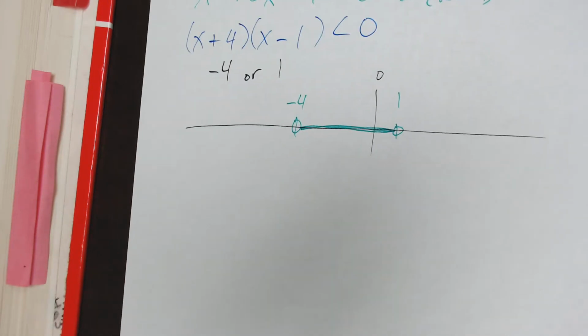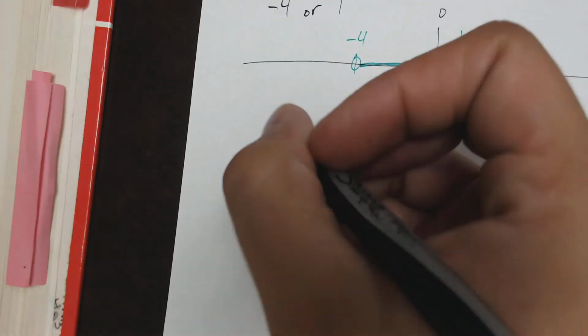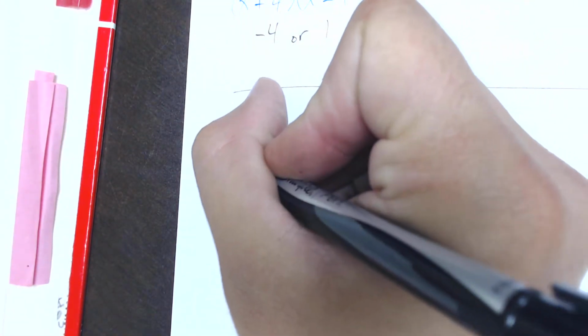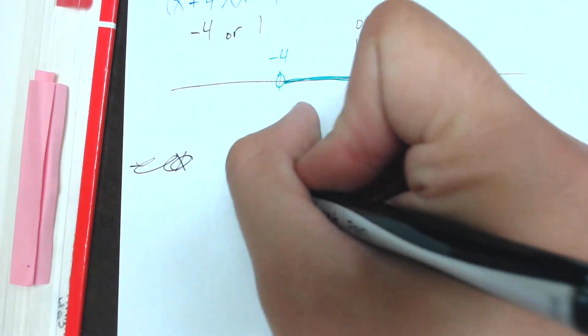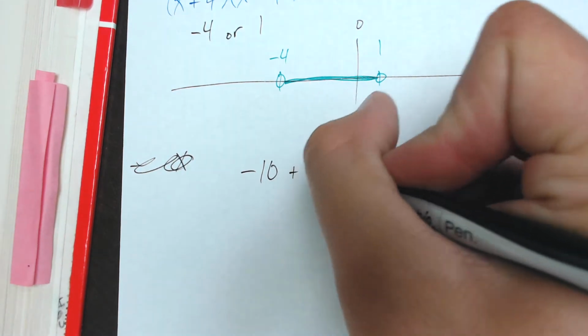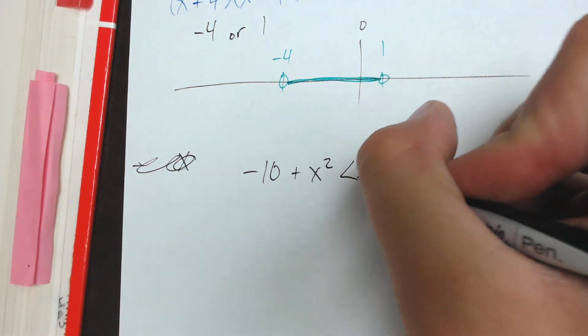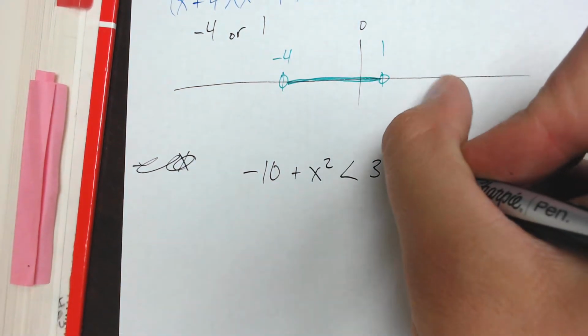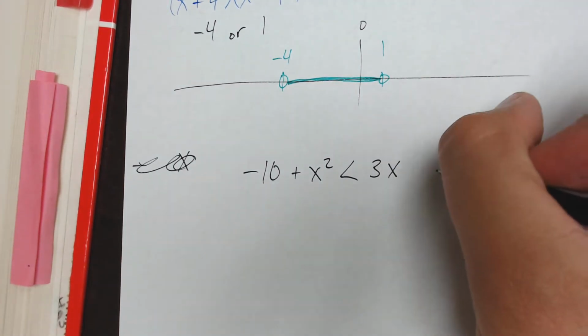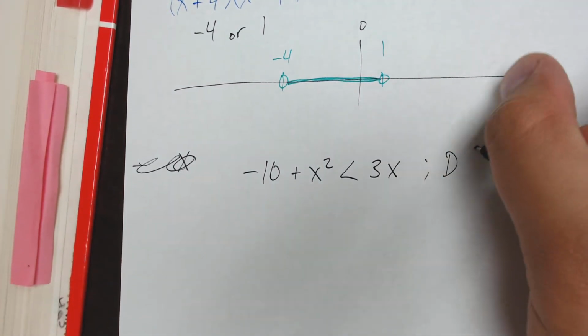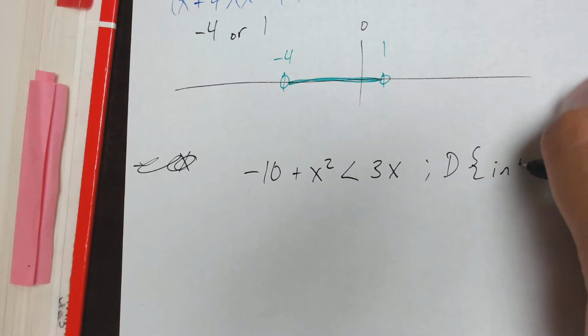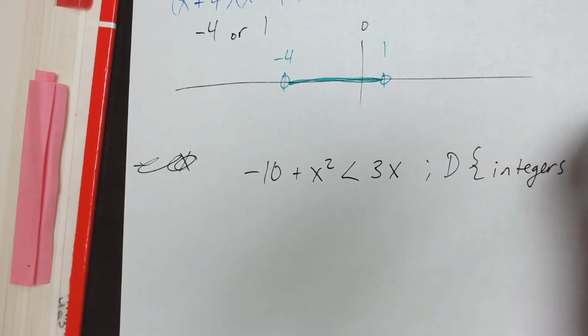We'll go ahead and do one more example, just in case you still need to see it. We've got negative 10 plus x squared is less than 3x, and the domain is in the set of integers.